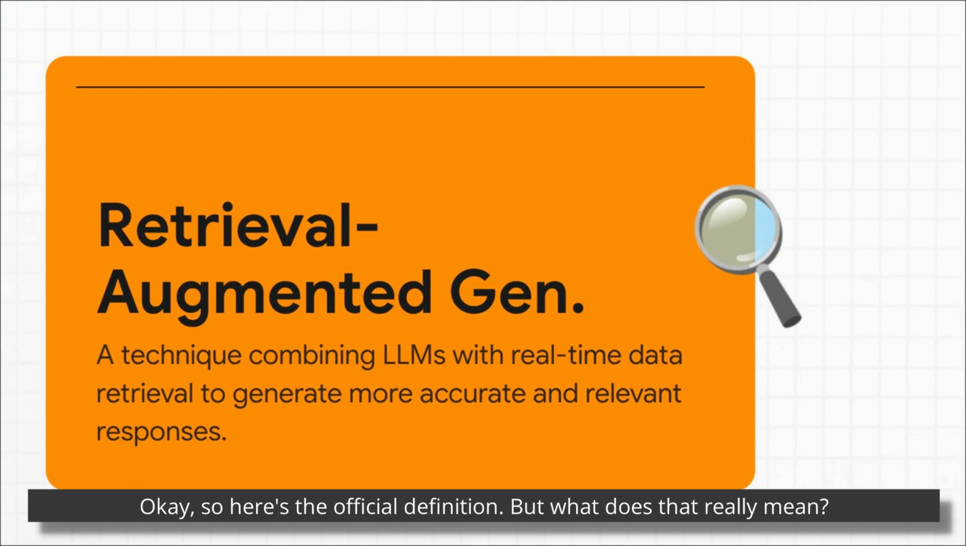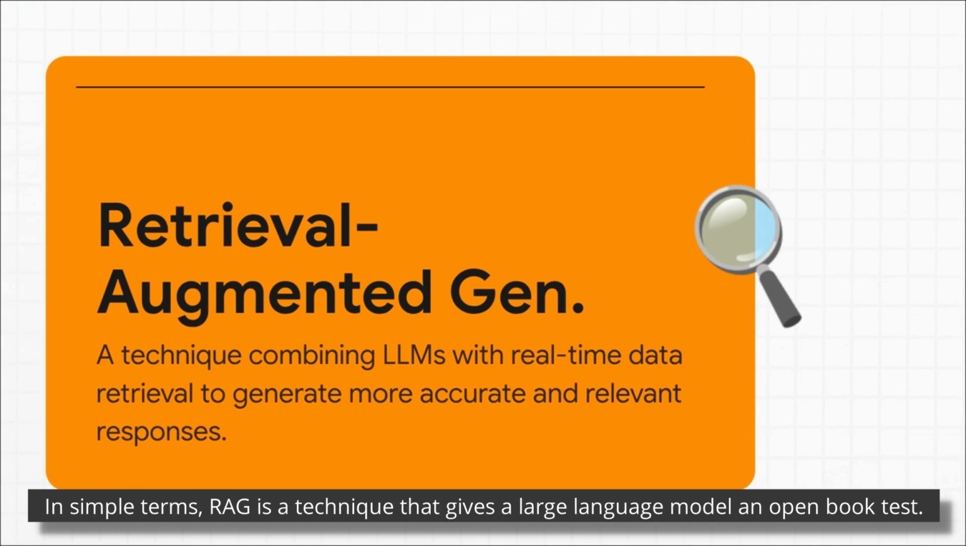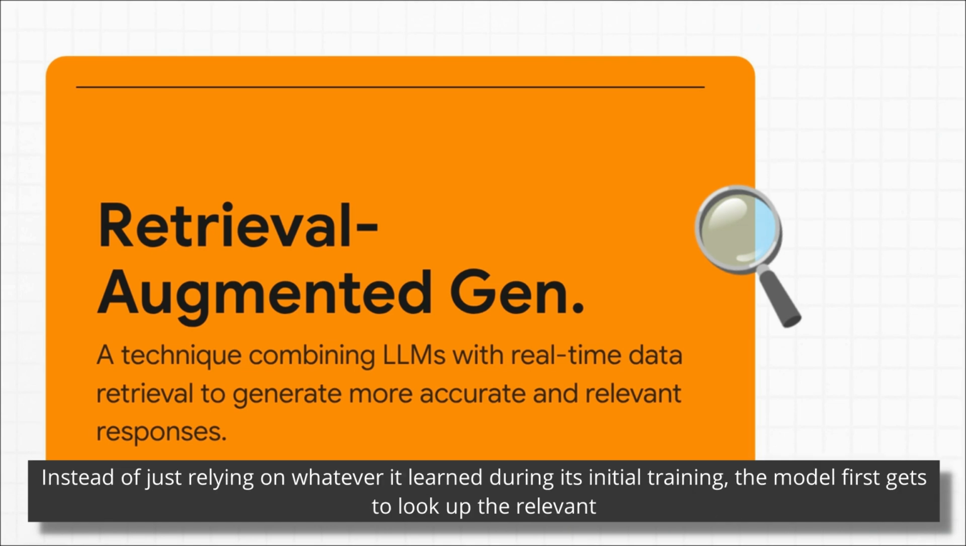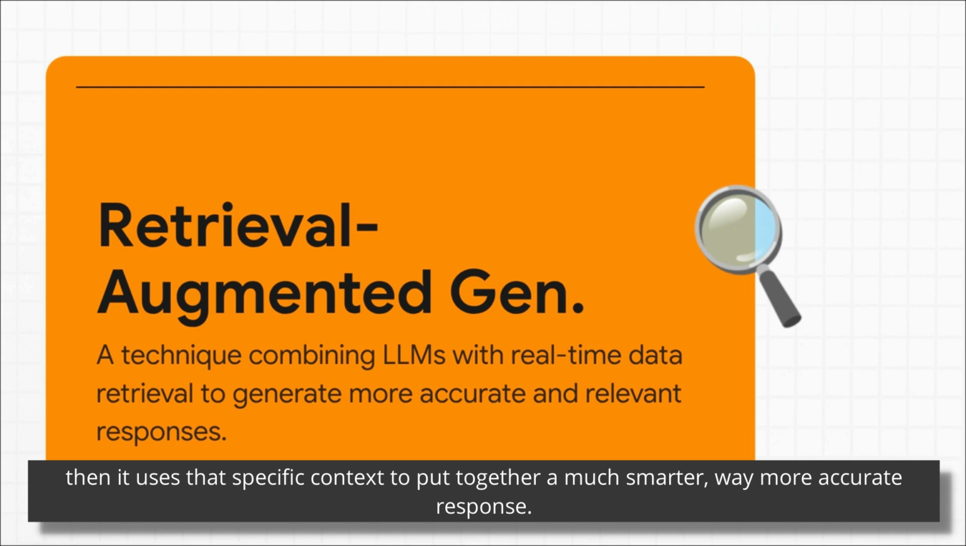Okay, so here's the official definition. But what does that really mean? In simple terms, RAG is a technique that gives a large language model an open book test. Instead of just relying on whatever it learned during its initial training, the model first gets to look up the relevant facts from your documents. Then it uses that specific context to put together a much smarter, way more accurate response.